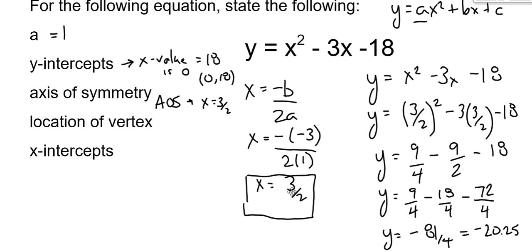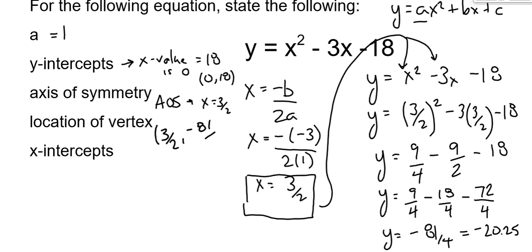That axis of symmetry, take that value, put it back in for the x values. You can put it in your calculator, let decimals work if you need to. It gives me this value. So the location of the vertex, and that's the location as coordinates, is 3 over 2, comma, negative 81 over 4.